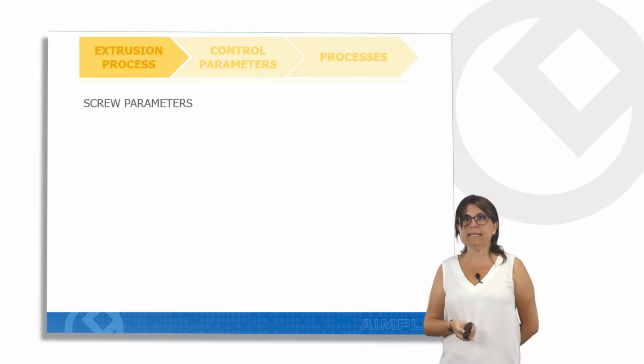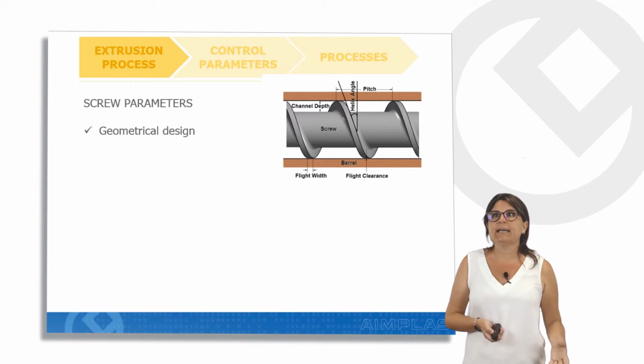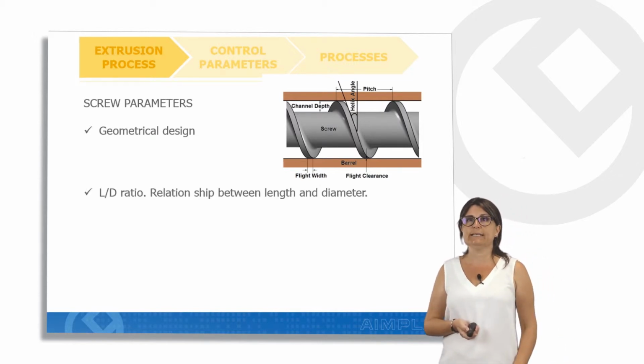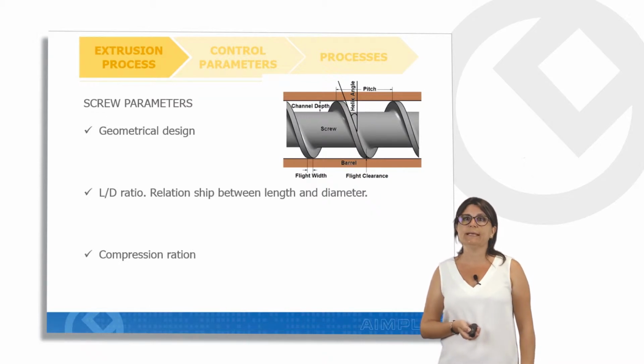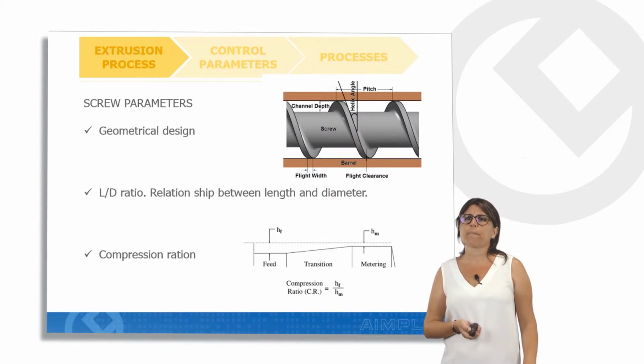Each plastic material needs a different screw. It is necessary to select the best screw taking into account the characteristics of this material. To select the screw, we need to know the geometrical design: the channel depth, the pitch, the angle, and so on. The L/D ratio is the relationship between length and diameter, and lastly, the compression ratio. The compression ratio is the ratio between the feed zone channel depth and metering zone channel depth.